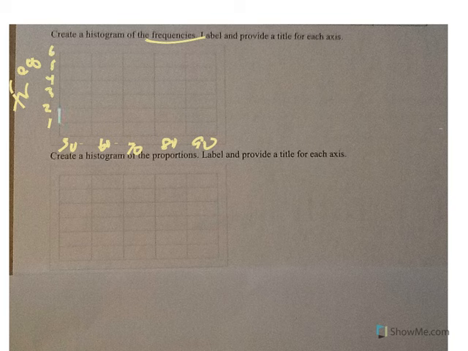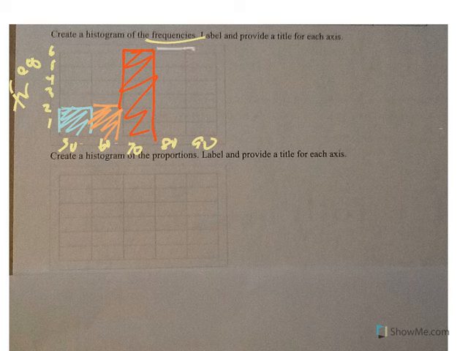So remember, there were 2 in this first spot, so here's 2. The next bar, there were 2, and they should touch. For the 70 range, there were 6, so this one goes up to 6. The next one is also 6, and then it comes down to 4. And this would be our histogram.